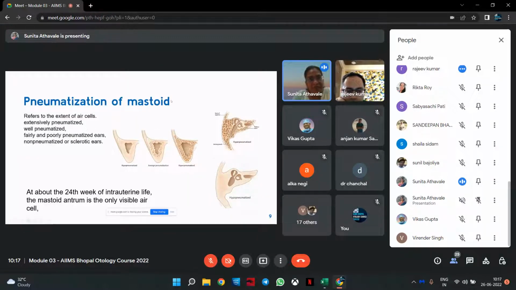So pneumatization of the mastoid, as we said, is actually varied. We can have an extensively pneumatized bone, a fairly well pneumatized bone, a poorly pneumatized bone, and we can also have sclerotic bones. So there can be very many varieties, and the extent of pneumatization may vary to different extents.